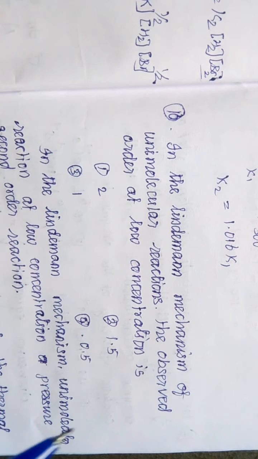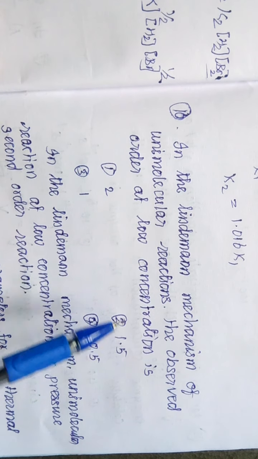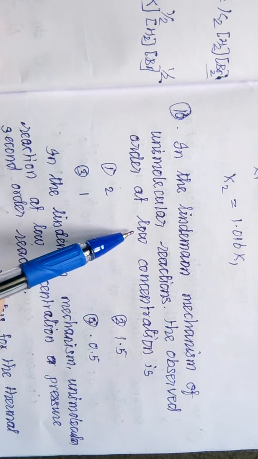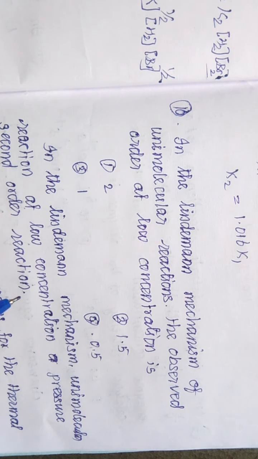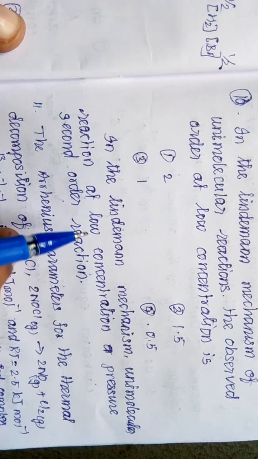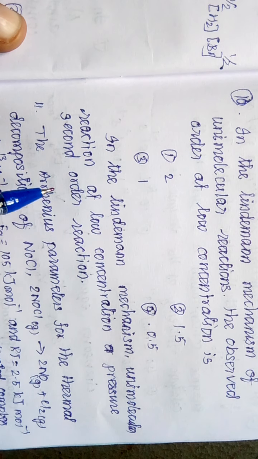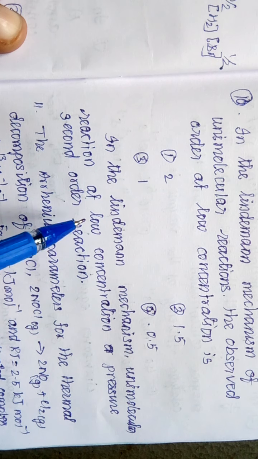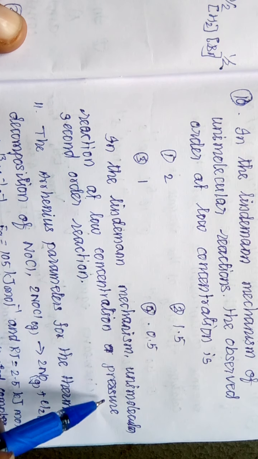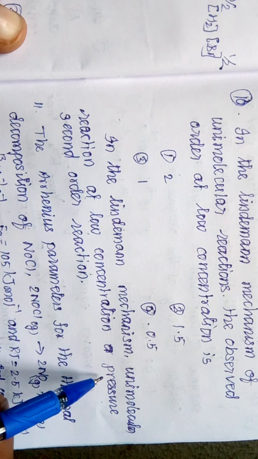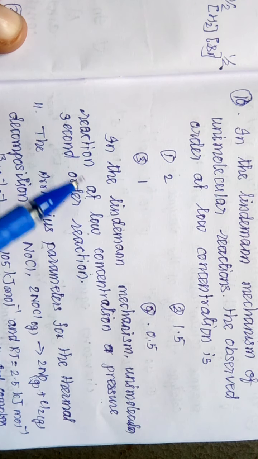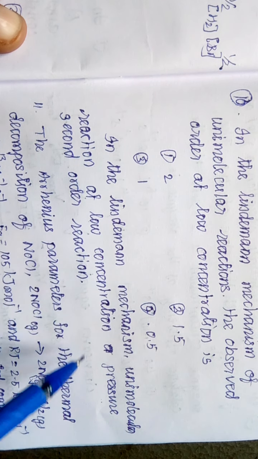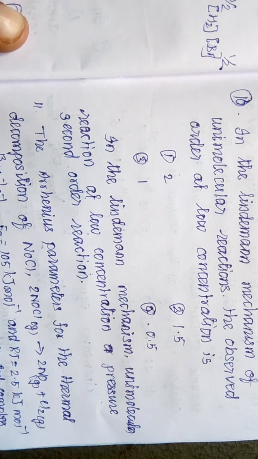So these are the Lindemann equations. In the Lindemann equations, they have asked for the order of the reactions at low concentrations. Normally we will see the order of the reactions at low pressures. We have to keep it in our mind. For the Lindemann mechanism, for unimolecular reactions at low concentrations and also at low pressures, the equations will be second order. And at the same time, at high concentrations and at high pressure, it will be zero order. This we have to keep in our mind.